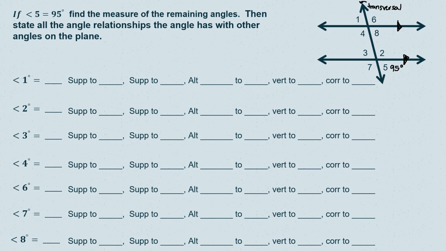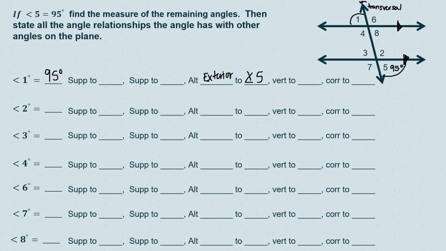And what we're going to do is go through and name each angle's measurement and relationship. So we're going to start with angle 1. Angle 1, we're going to say, is also 95 degrees. And I know that angle 1 is 95 degrees because angle 1 and angle 5 are alternate exterior angles, okay? So angle 1 is alternate exterior to angle 5. And we know that alternate exterior angles are congruent when they're created by two parallel lines.